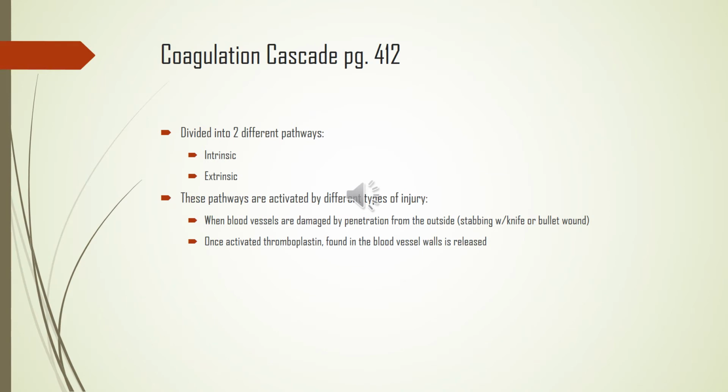Coagulation cascade. The definition starts on page 412, but if you look over on page 413 in your book, you're going to see the pathways. You're going to see the main two different pathways that are involved in this.